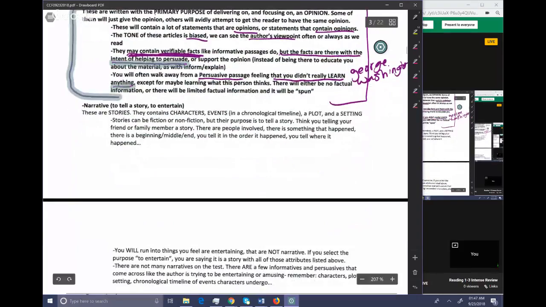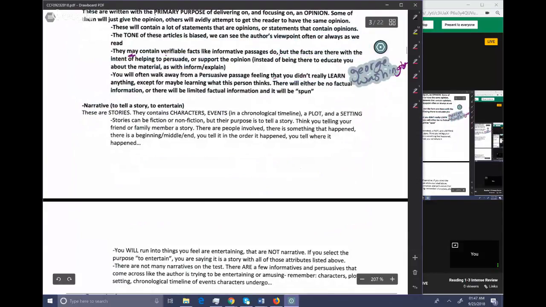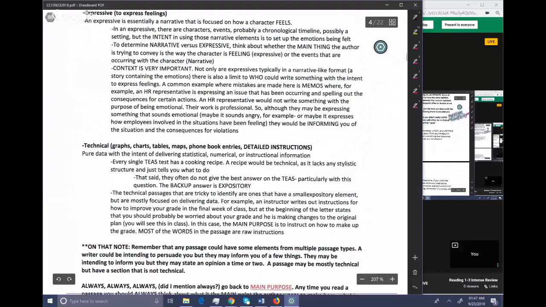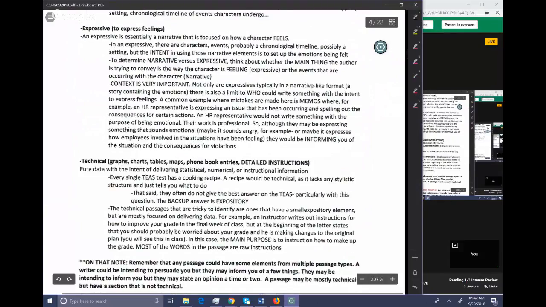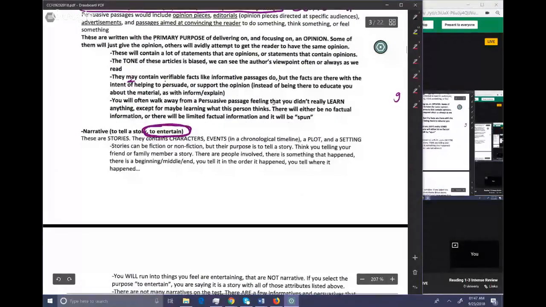Narratives are to tell a story or to entertain. This is where the tagline starts getting important. So to entertain can only be used with a narrative, meaning to tell a story can only mean the same thing as to entertain and vice versa. You can't say something was designed to entertain you if you're not also willing to say it was a story.